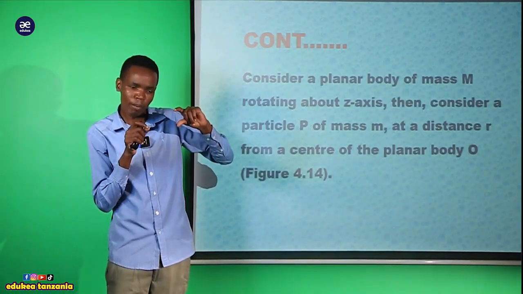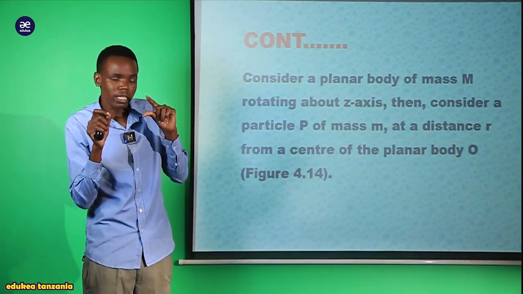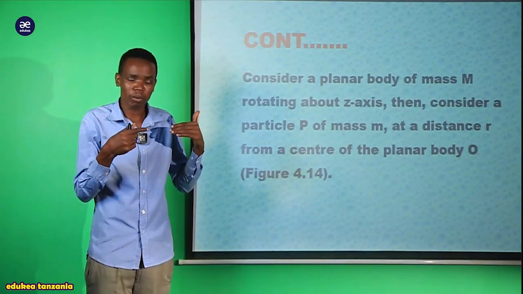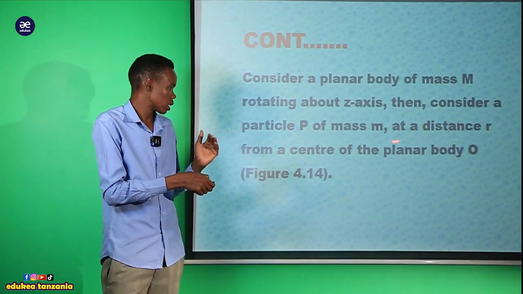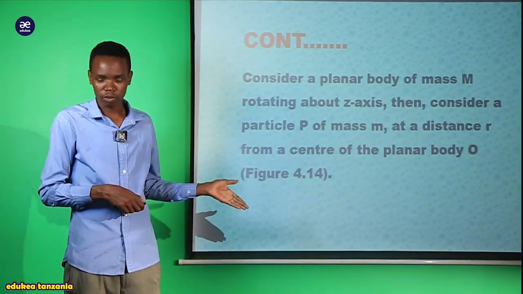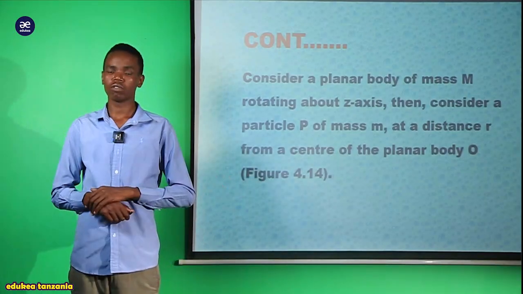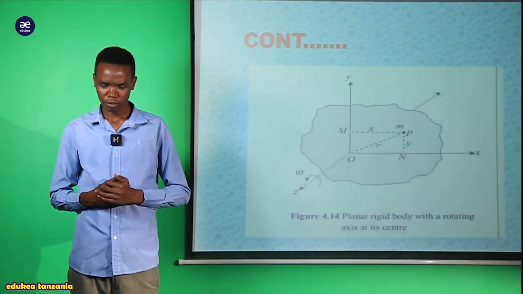But that particle which contains mass m, placed at the point p, will have some distance which we are going to see. Our distance we will call r from the center of the planar body, as we are going to see on our figure number 14 for our fourth topic here.